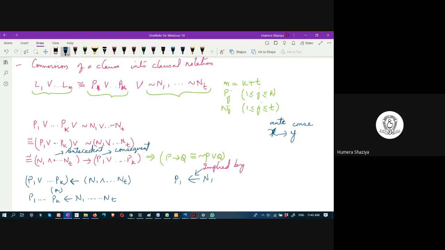And when you just reverse it, X is implied by Y. No, it should be reversed, means it should be Y implied by X. This way. X implies Y means Y implied by X.